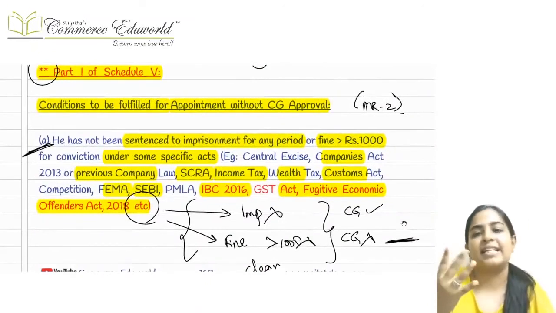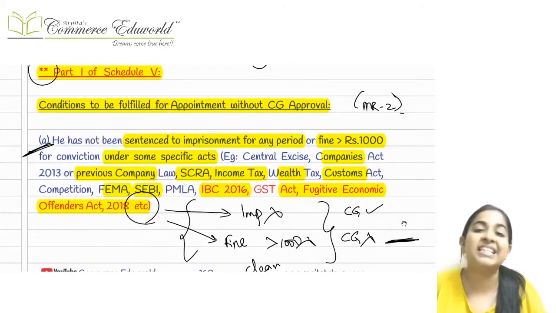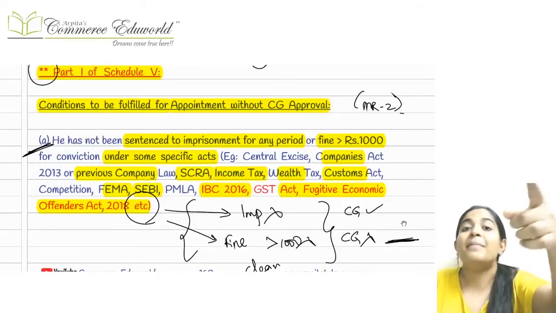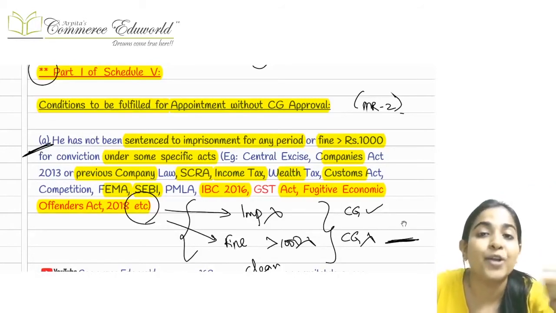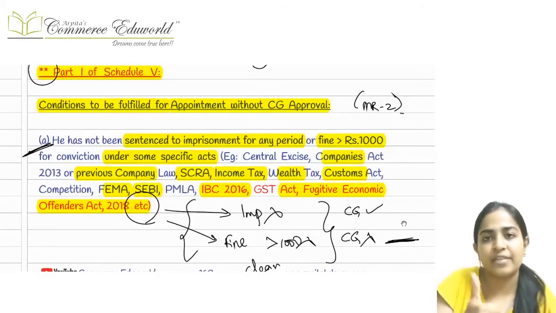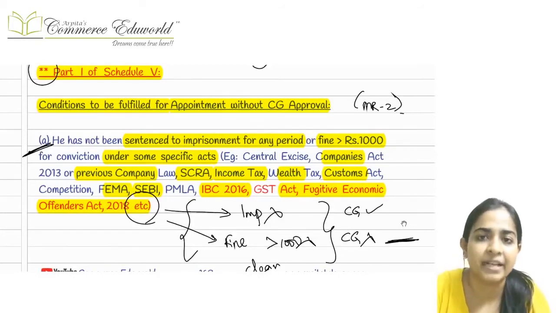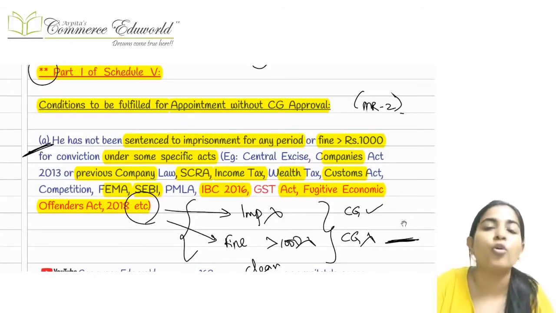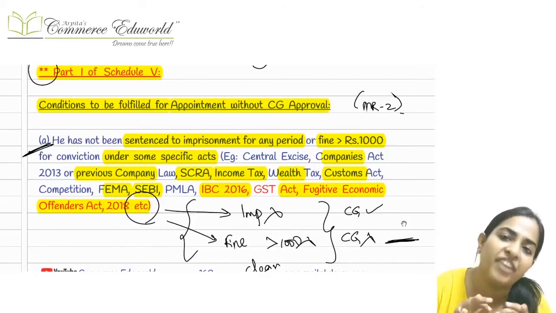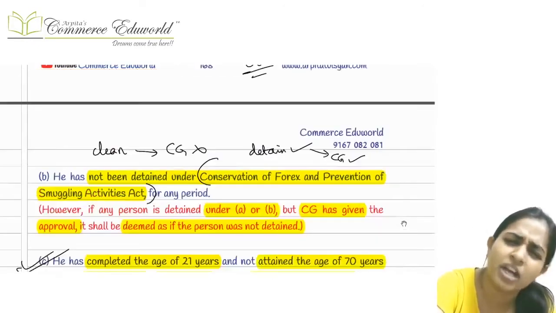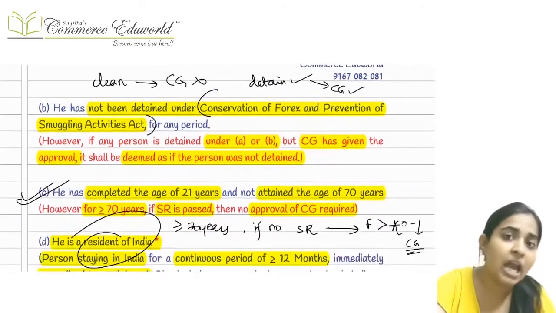Okay, now 4 cases where we are supposed to take the CG approval by making an application in form number MR2 within a period of 90 days from the date of board's approval. Right, first case is if he is imprisoned for any period, or he is liable for any fine of more than ₹1,000 under any specific act, then in that case we have to take the approval from the CG. If CG approves, then this particular person can be appointed.